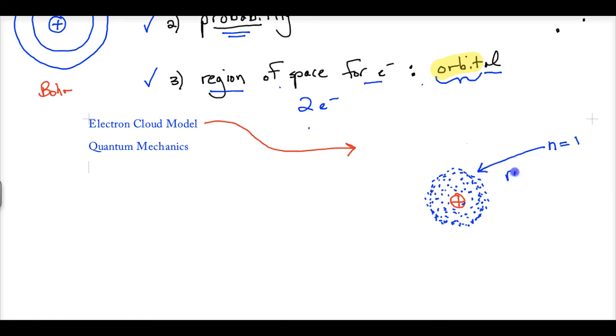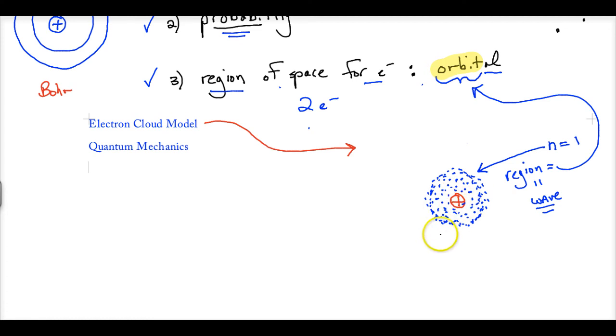So n equals 1 represents this region, which is really a standing wave. Electrons exist as waves, and this is where the electron is found based on probability. Is it here or here? Don't know, but we know with probability it's somewhere within this region. And this region is called, again, an orbital. So in n equals 1, electrons exist in this sphere.